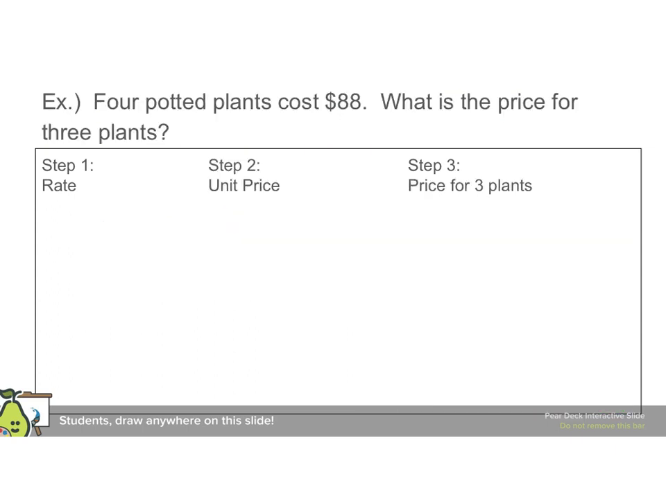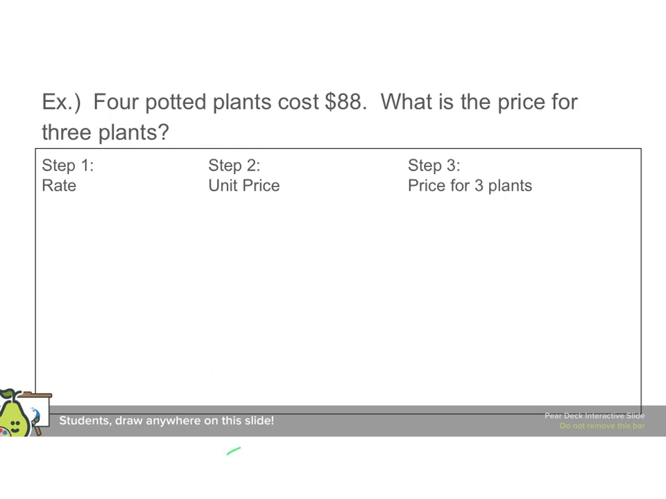All right, here's our next problem. There's 4 potted plants that cost $88. What is the price for 3 plants? Now, we can't just go from rate to 3 plants. So what we're going to do is go from our rate to our unit price. So we're going to find the price of 1 plant, and then we can find the price for 3 plants. So let's go ahead and get started.